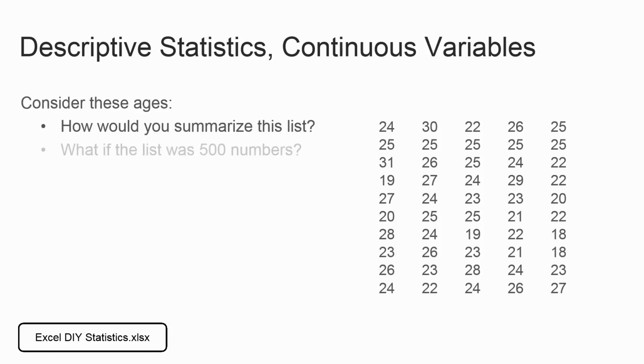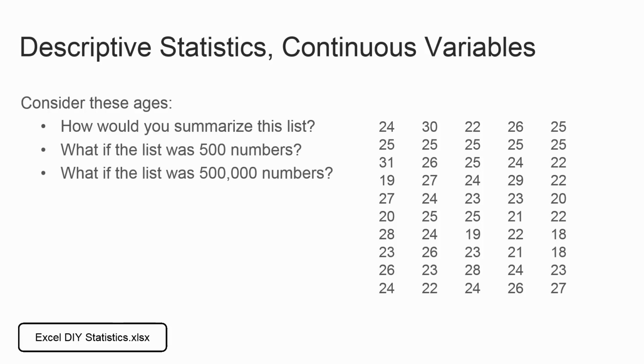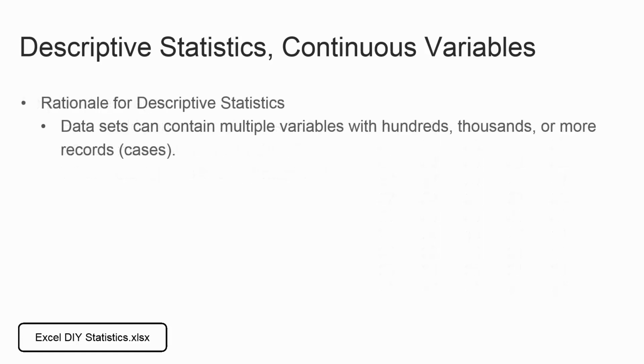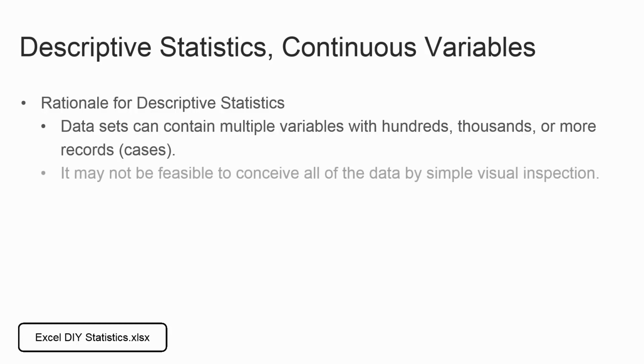However, what if the list was 500 numbers or 500,000 numbers? In such cases, the numbers would span multiple pages and it would be considerably more difficult to derive meaningful summary estimates just by casually looking at them. Since datasets can contain multiple variables with any number of records, it may not be feasible to conceive and convey a proper summary of all of the figures just by visual inspection.